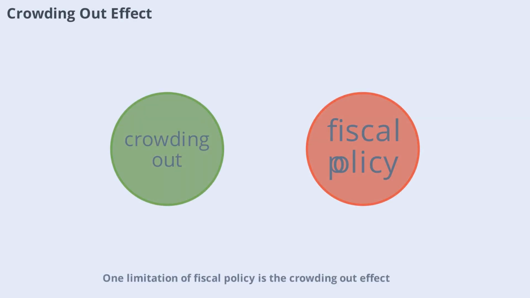One limitation of fiscal policy is the crowding out effect. When government spending increases, it can raise interest rates, which may reduce private investment. This effect is more pronounced if the LM curve is steep, meaning money demand is not very responsive to interest rates. Policymakers must consider this trade-off when designing fiscal interventions.